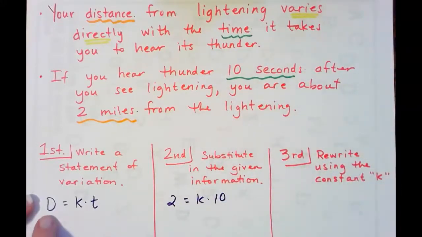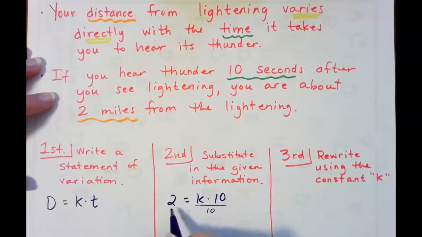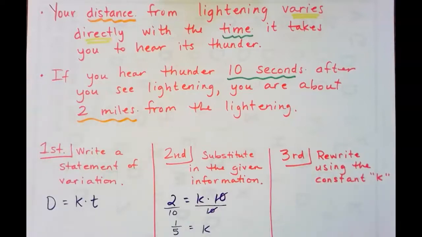So after we first wrote our statement of variation, now we're going to substitute in the given information and we are going to be able to solve for K. So 2 equals K times 10. In order to solve for K, we need to use an inverse operation and divide both sides by 10. 10s cancel. We find that K equals 2 over 10, which reduces to 1/5. So our constant of variation is 1/5.